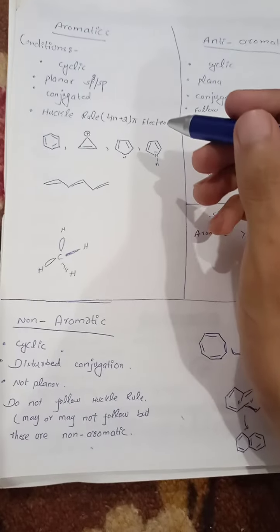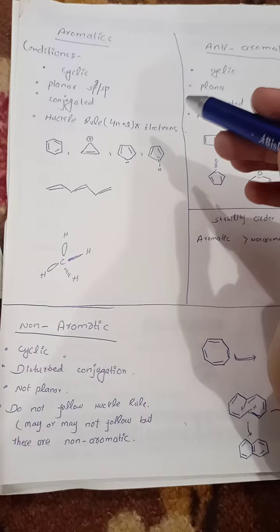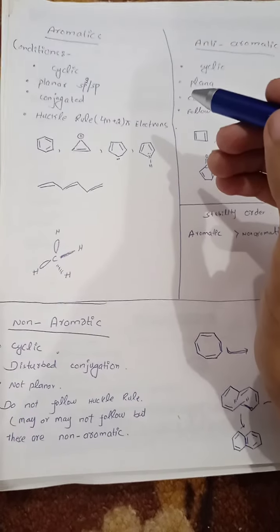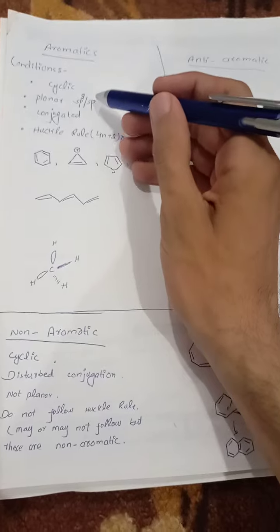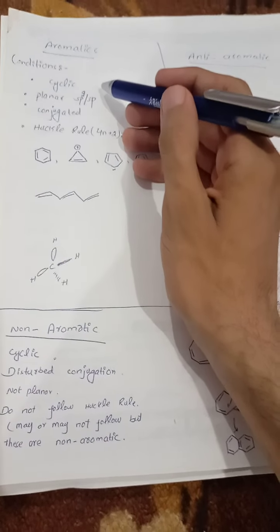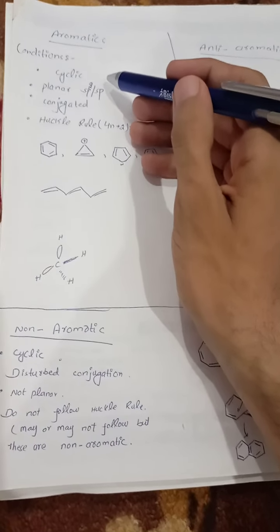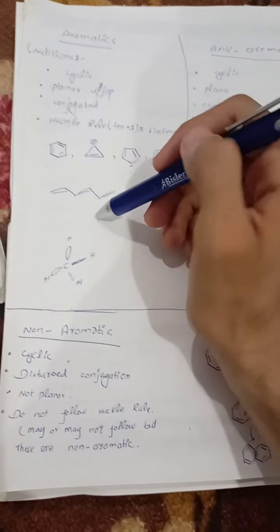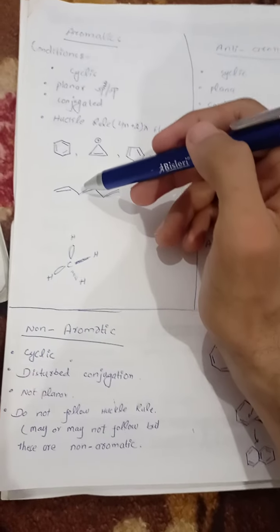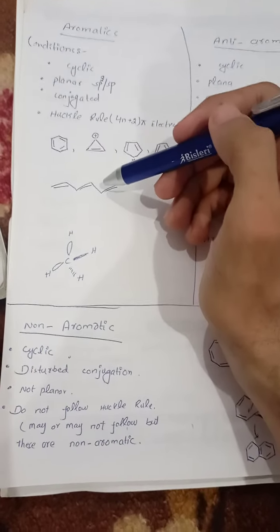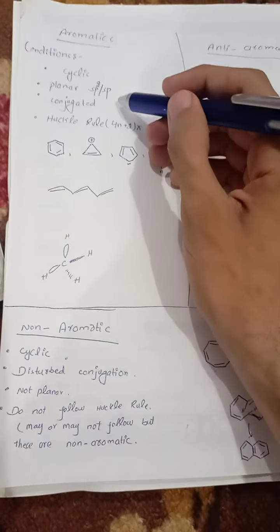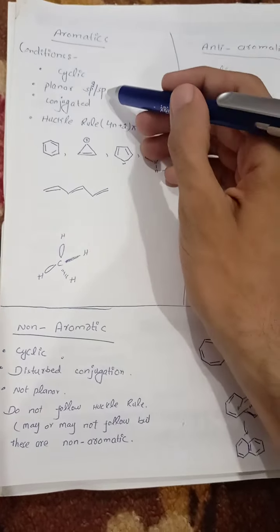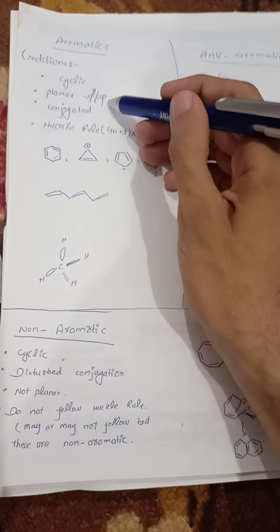Today we are learning about aromatic, anti-aromatic and non-aromatic compounds, and how we can distinguish between them. First of all, look at aromatic compounds. These should be cyclic. The first and most important condition is that they should be cyclic. Like here I draw a non-cyclic compound. Whether there are single and double bonds or conjugation, these cannot be aromatic at all.